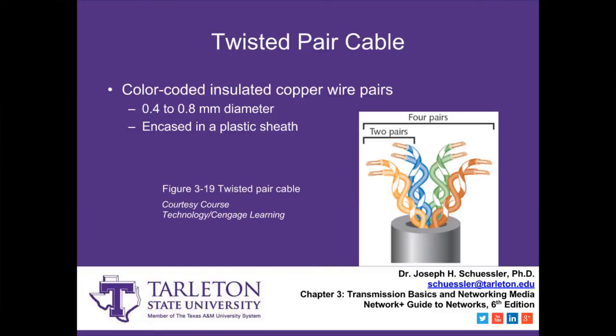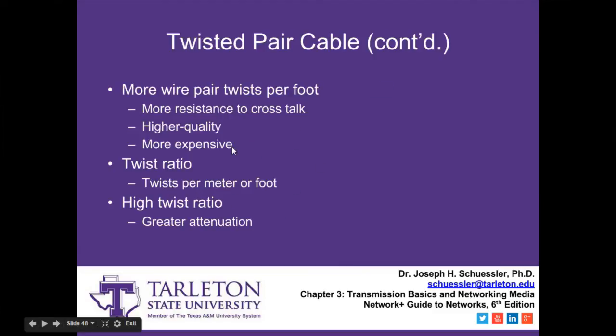Twisted pair is by far the most common type of cabling that you tend to see. There's a couple of different kinds. There's unshielded twisted pair and shielded twisted pair, or UTP and STP, respectively. And essentially, this is kind of what it's going to look like. You've got 8 conductors, so 4 pairs of wires, and they're encased in some sort of a sheath to help protect them.